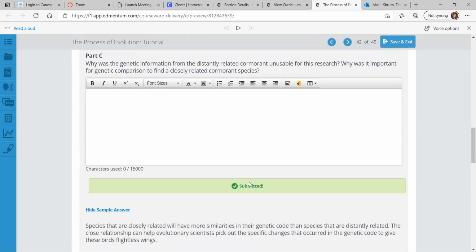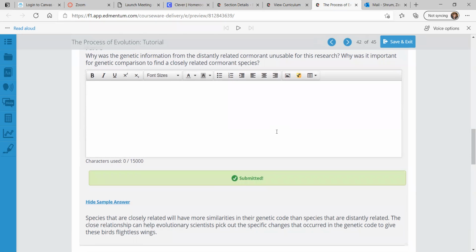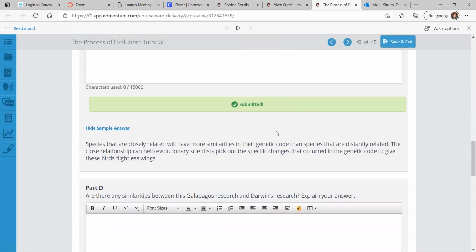Why was the genetic information from the distantly related cormorant unusable for this research? Why was it important that they found closely related cormorant species? Species that are closely related will have more similarities in their genetic code than species that are distantly related. The close relationship can help evolutionary scientists pick out the specific changes that occurred in the genetic code to give these birds flightless wings.